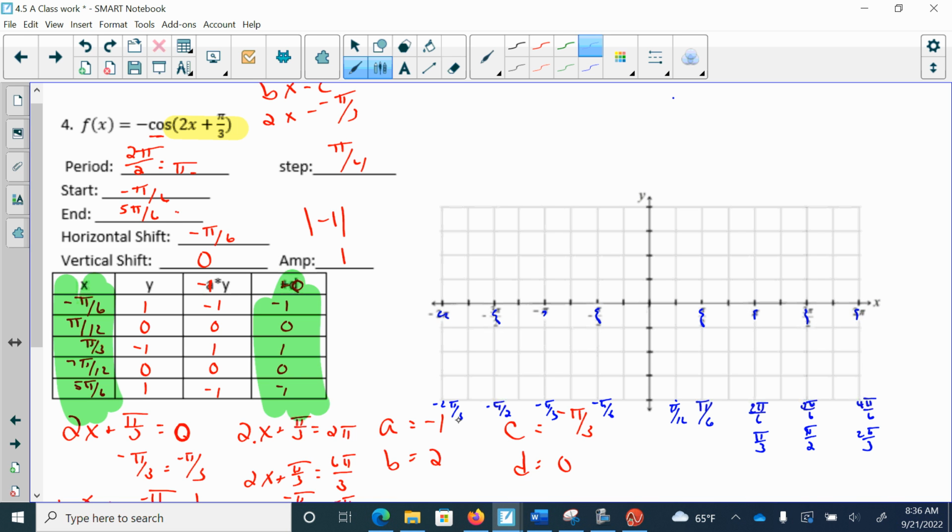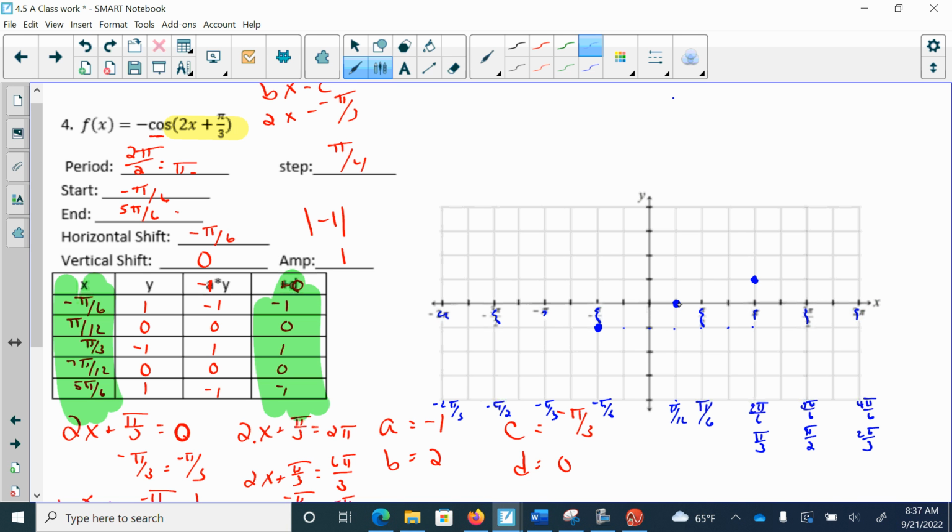So the first one is -pi/6. So that's here, -pi/6, -1. Plot that point. Then I'm going up to pi over 12, which will be 0. And here's pi over 12, which is 0. If I count lines, I'm going 1, 2, 3 lines. 3 lines makes one step on this. So then pi over 3 would be 1. And I do have pi over 3, 1. And notice again, that's 1, 2, 3 lines.